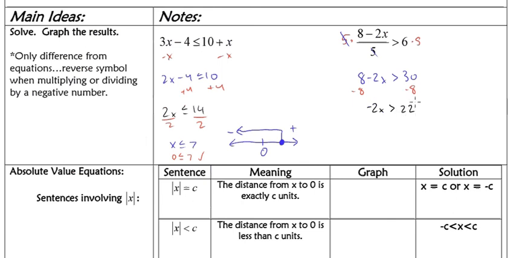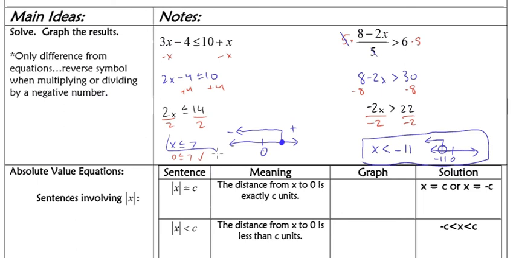Divide each side by a negative 2, and when you divide by the negative, that is when you will switch your inequality, when you multiply or divide by a negative. And so we end up with x is less than negative 11. And so to graph that, here's 0, negative 11. It's going to be an open circle because there's no or equal to. And now where are numbers less than negative 11? That's going to be towards the negative side. There's our solution and graph for those two.